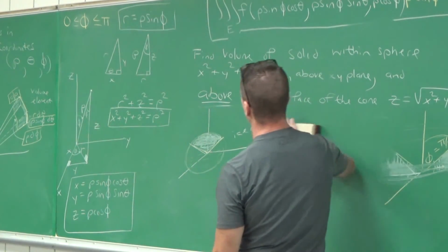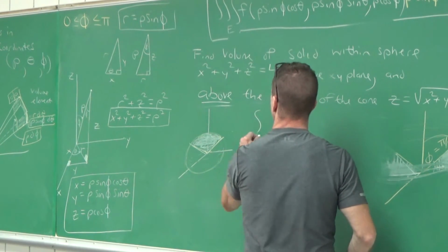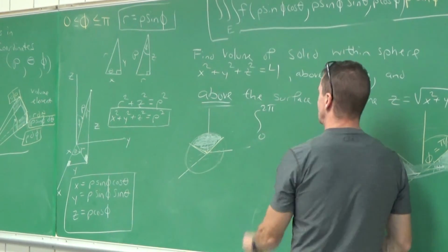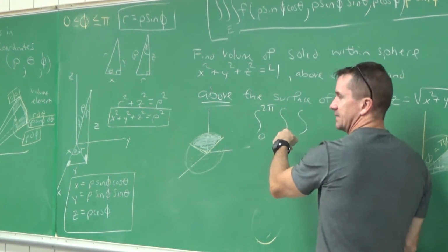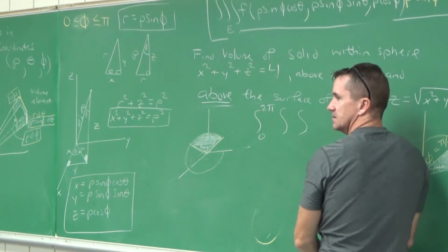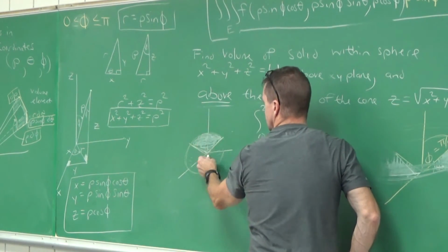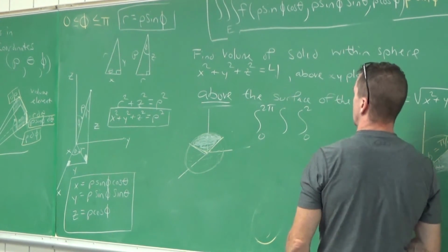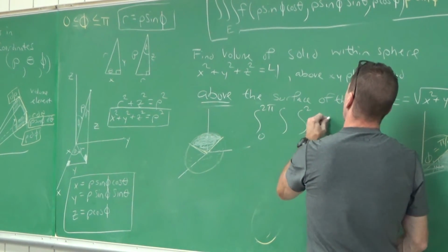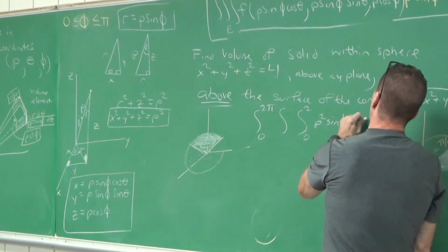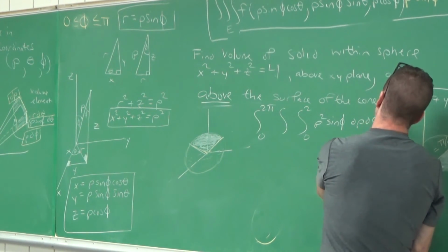All right, so what do I get now? What's theta? Still the same, 0 to 2 pi. We'll come back to phi. What will rho be? What's that radius? 2. This is going from 0 to 2. And they said volume, so I'm just doing rho squared sine phi. That's my volume element, d rho d phi d theta. Cool?